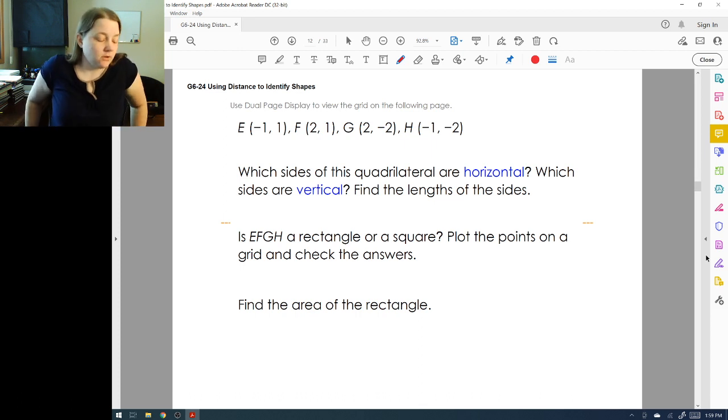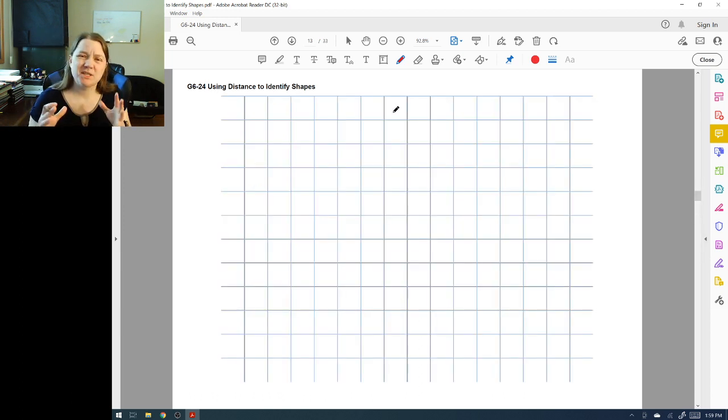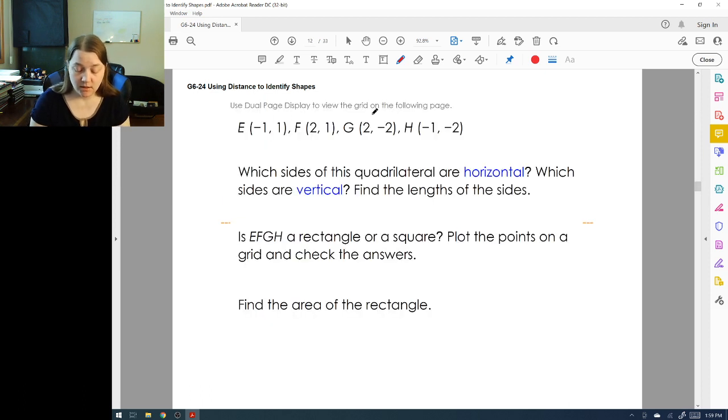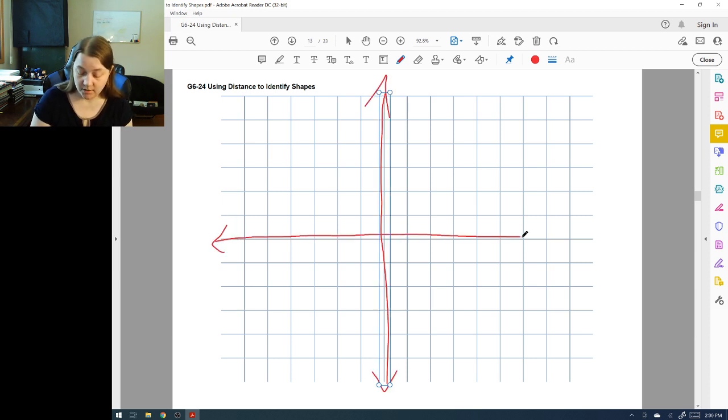Go ahead and take a look at these sides. See if you can identify which ones are going to be horizontal and which ones are going to be vertical. Let's go ahead and check our work now by plotting these points. So again, we're going to go down here. We have a much smaller area that we're working on now. Now all that we need are -1 and up to 2. So now each of these squares can go back to being represented by 1 block.